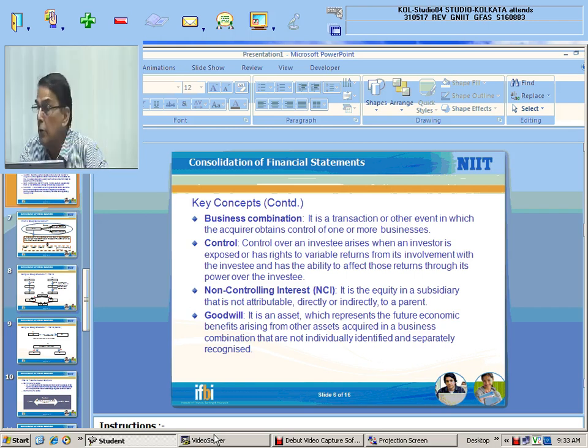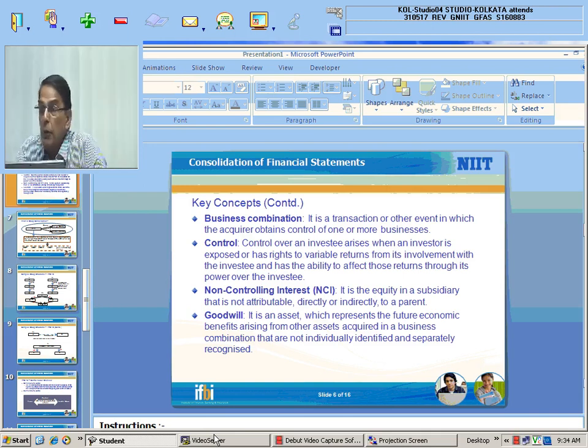Now what is control? Because we are using the word control too often. We are now coming to the formal definition of control. Control over an investee arises when an investor is exposed or has rights to variable returns from its involvement with the investee company, and also has the ability to affect those returns through its power over the investee. So three things are very important for the definition of control. One, the investor company must have power over the investee. Second, it must be exposed to variable returns from its involvement in the investee company. And lastly, it has the ability to affect those variable returns through its power over the investee. That is what is called control.